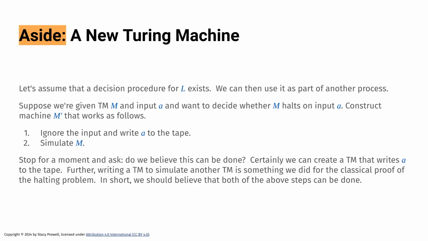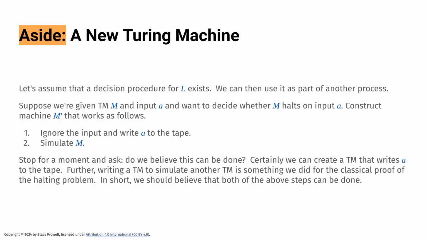So I have a new function. This new function takes M and some input to M, A, some string that will go onto the tape. And it builds a new machine that ignores the input, and writes A to the tape, and then it simulates M. So just keep up with this for a second. M prime is going to write the initial stuff to the tape. It's going to write A to the tape. It's then going to simulate M, so it's going to run M on input A.